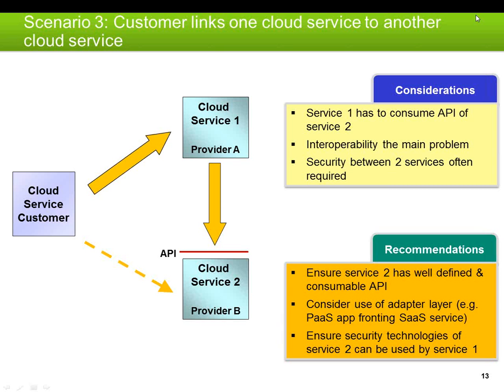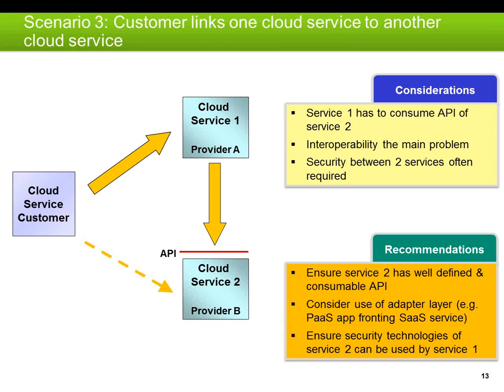You may consider using an adapter layer in front of a cloud service, in front of an API. That's commonly done, for example, with a relatively small PaaS app fronting a SaaS service in Cloud Service 2. And that will sort of normalize the interface to make it convenient for Cloud Service 1 to consume the API. That's a common approach today.